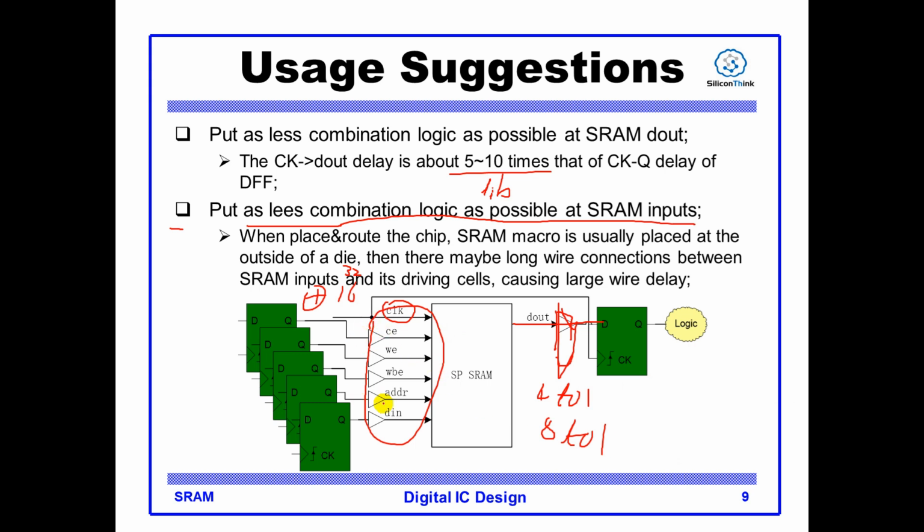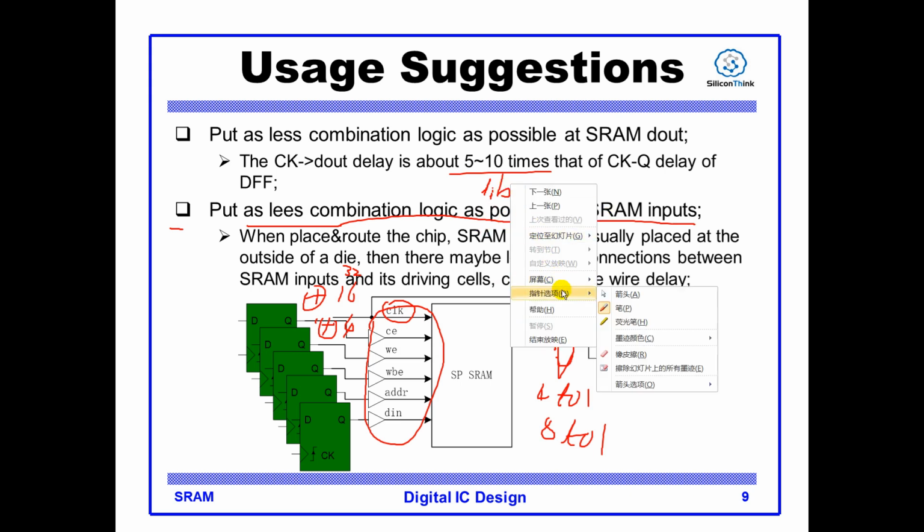So just as less as possible. For example, a 4-bit under may be still okay. The reason is one place and root. Okay, one place and root.